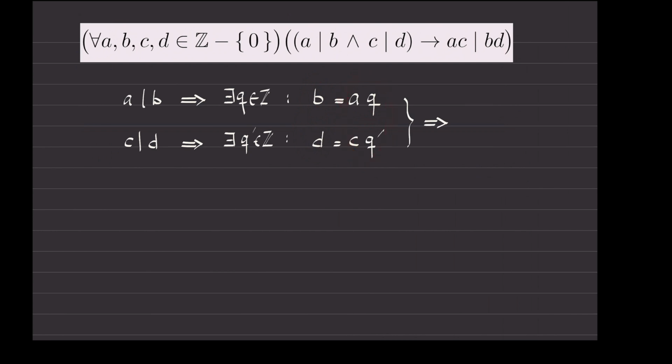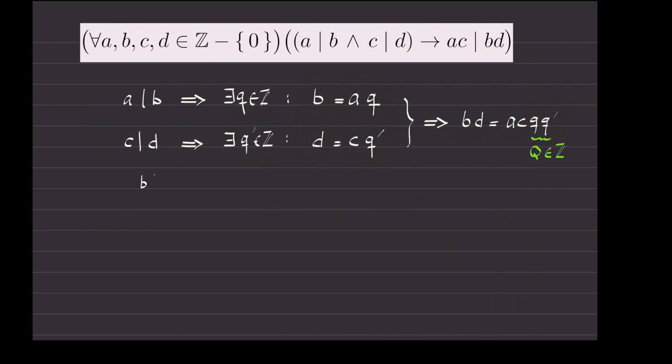Yes, so if I multiply them, it becomes BD equals ACQ Q prime. But now everything becomes clear. On the left hand side I have BD, on the right hand side I have AC multiplied by Q prime, but Q is an integer, Q prime is an integer, so it is guaranteed that Q prime is also an integer. So let me, for example, give it a name. Let me call this one capital Q, but the important thing is that this capital Q belongs to Z.